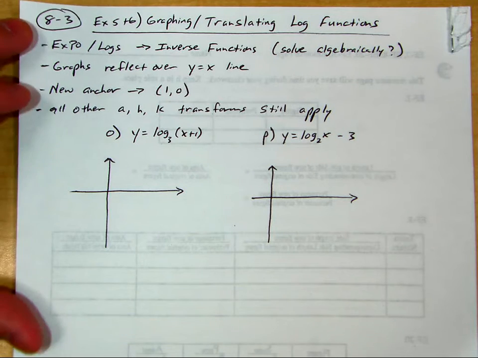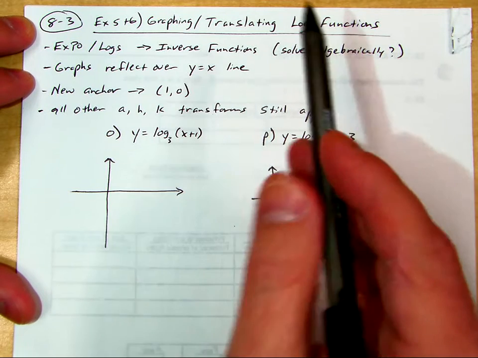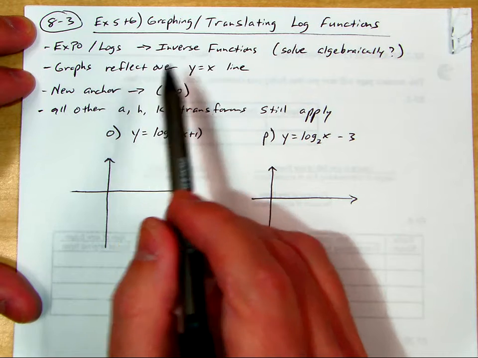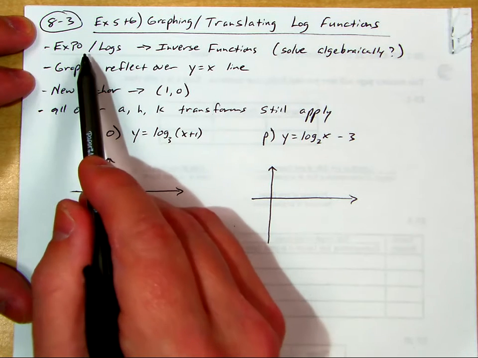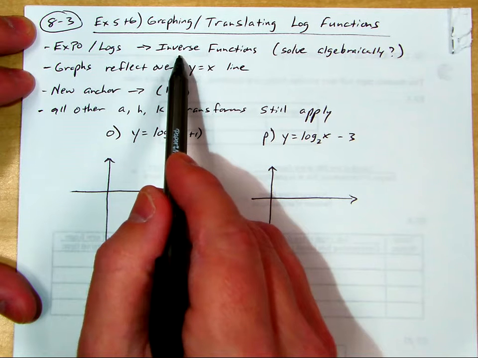All right, here's lesson 8-3, examples 5 and 6, graphing and translating logarithmic functions. Some things you need to understand about what they told you in the book. It's a little bit wrong, but this part is correct. Exponential and logarithmic functions are inverse functions.